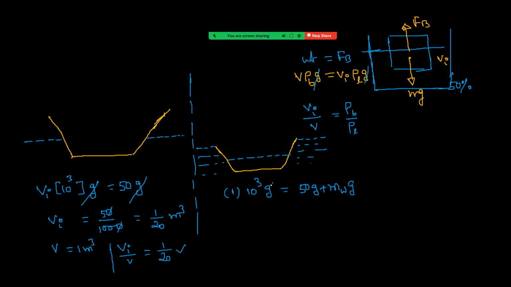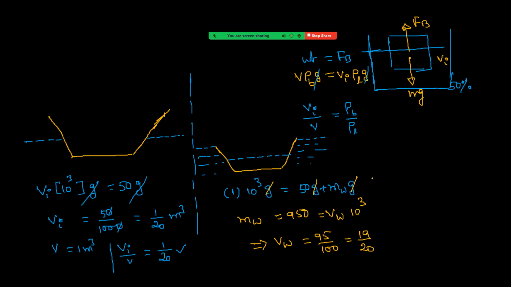So coming to the calculation part, g cancels throughout, 1000, this is 50. So the mass of water present inside the boat is 1000 minus 50, which is 950, right? This is the mass of water, which is equal to the volume of water present inside the boat times the density of water. And the density of water is 1000. That means the volume of water inside the boat equals, the 10 gets cancelled, 95/100, right? That is equal to 19/20. This is the volume of water inside the boat.